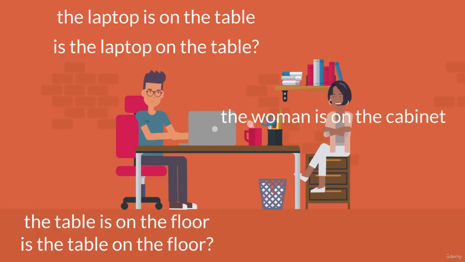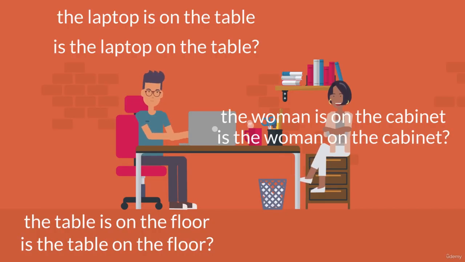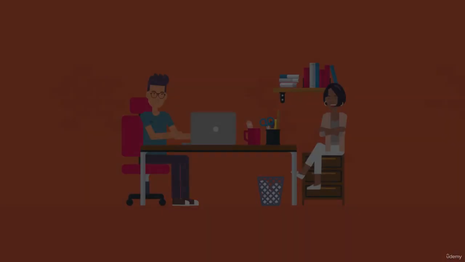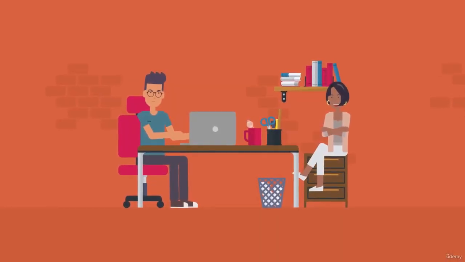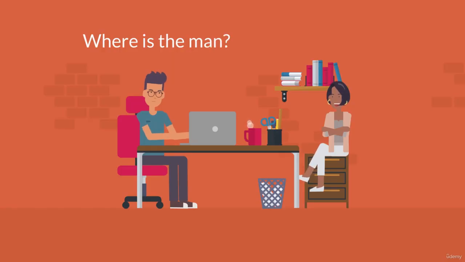The woman is on the cabinet. Is the woman on the cabinet? Now let's ask these questions in another way. Where is the man? Notice that is goes before the man because it's a question. Repeat. Where is the man?